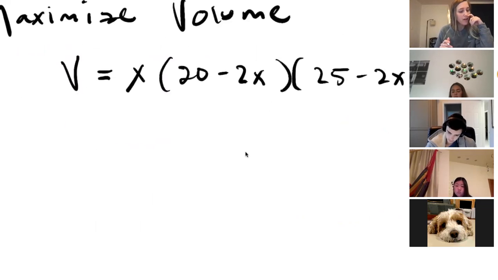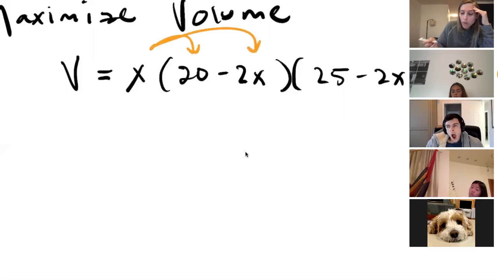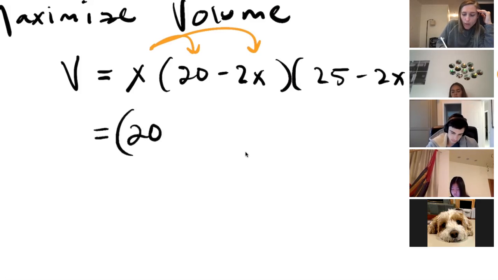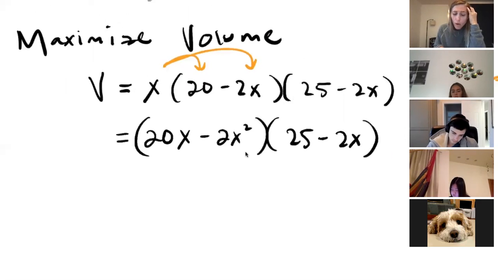And you could either multiply it all out at first. It's kind of like, when do you want to do all the multiplying? We could either multiply out everything, or we could just distribute this x into one of the factors, just one of the factors, and then use product rule. Maybe that would actually be more efficient. So we would have 20x minus 2x squared times 25 minus 2x. And you only distribute into one of the factors.